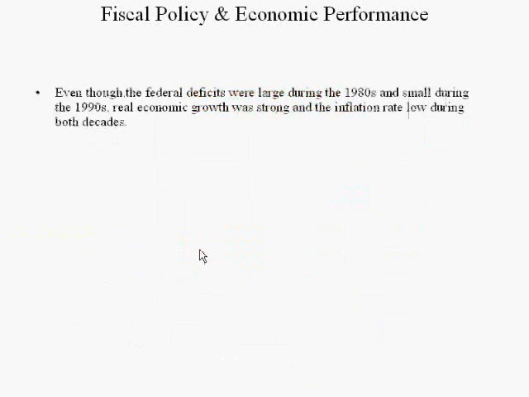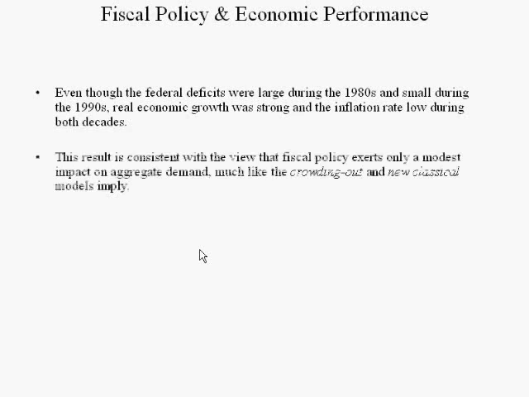Even though the federal deficits were large in the 1980s and small during the 1990s, real economic growth was strong and the inflation rate low during both decades. This result is consistent with the view that fiscal policy exerts only a modest impact on aggregate demand, much like the crowding out and new classical models imply.